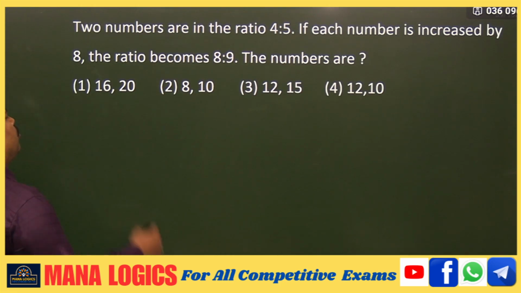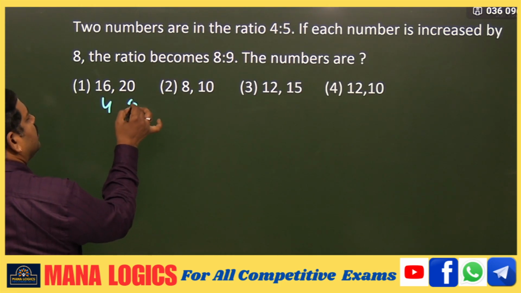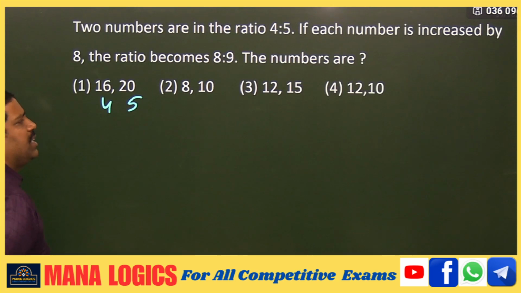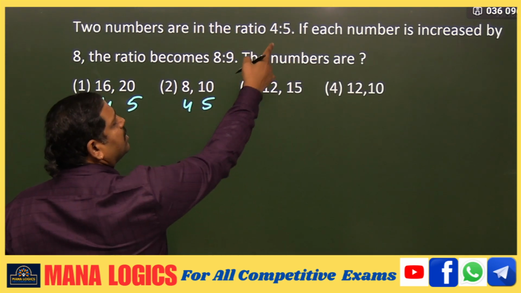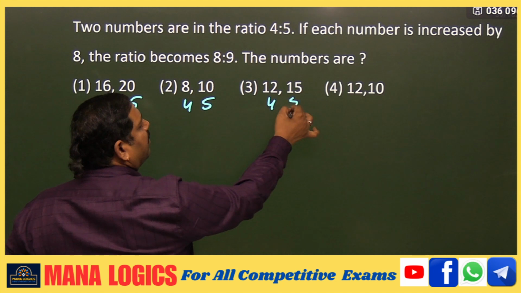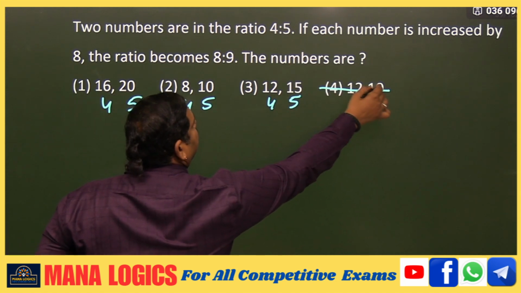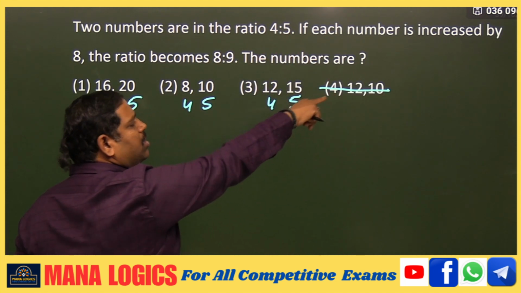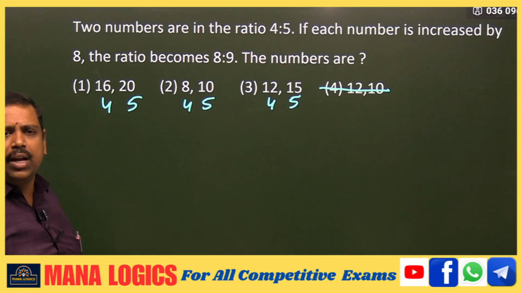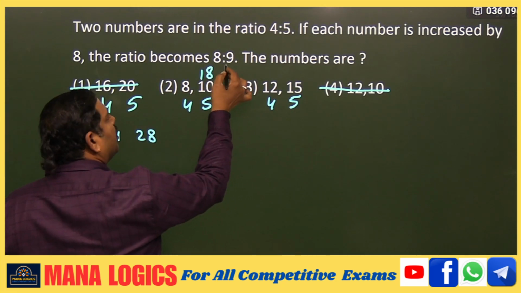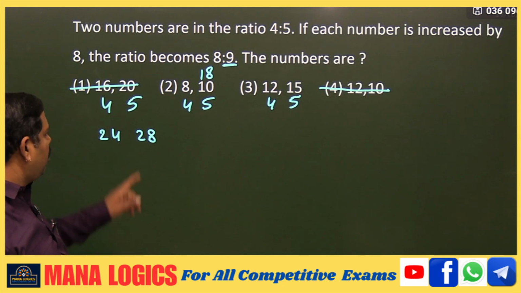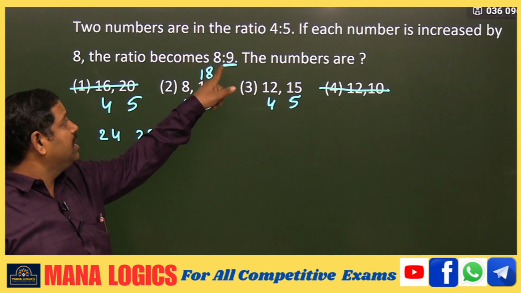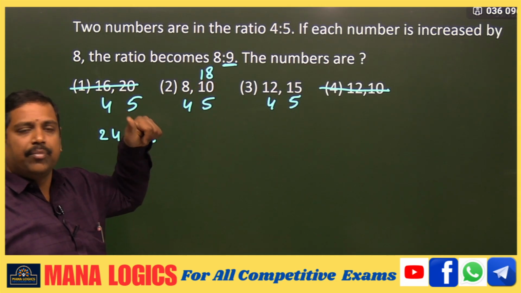If I take these two, 4 fours, 4 fives. Two numbers are in the ratio 4 is to 5, satisfied. 2 fours, 2 fives, satisfied. 3 fours, 3 fives, satisfied. This is not satisfied because second number should be the largest one. Here it is not. Okay. So one option has a 9 multiple, right? After increasing it should be 8 is to 9, right? Okay. This is not a 9 multiple, but this is a 9 multiple, so it can be.